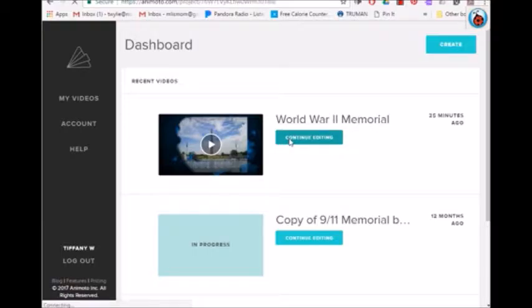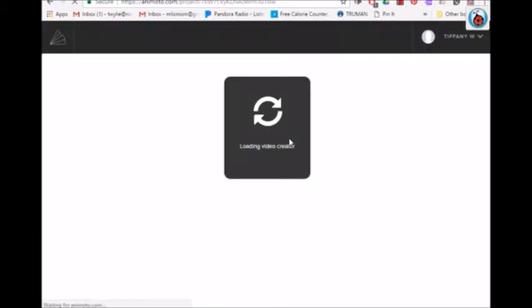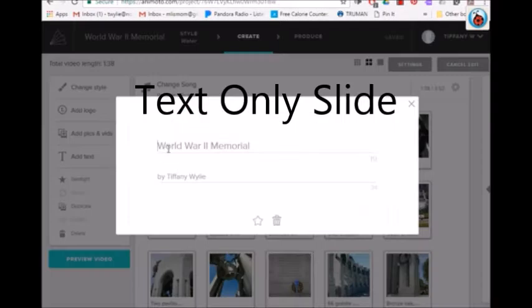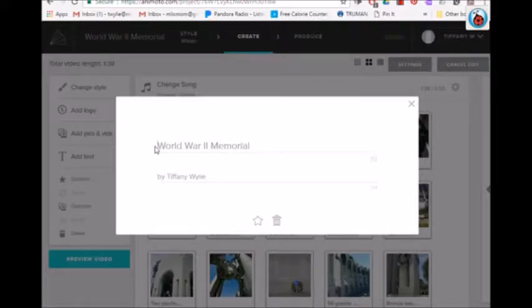Now to look under the hood, so to speak, to see how you actually put those words in, how they get into your video. If you remember, I mentioned that you have a text-only slide. Here's an example of the one that said World War II Memorial by Tiffany Wiley. You have one line up here and one line down here to put your text in. You have a limited number of characters. Characters, what am I talking about?